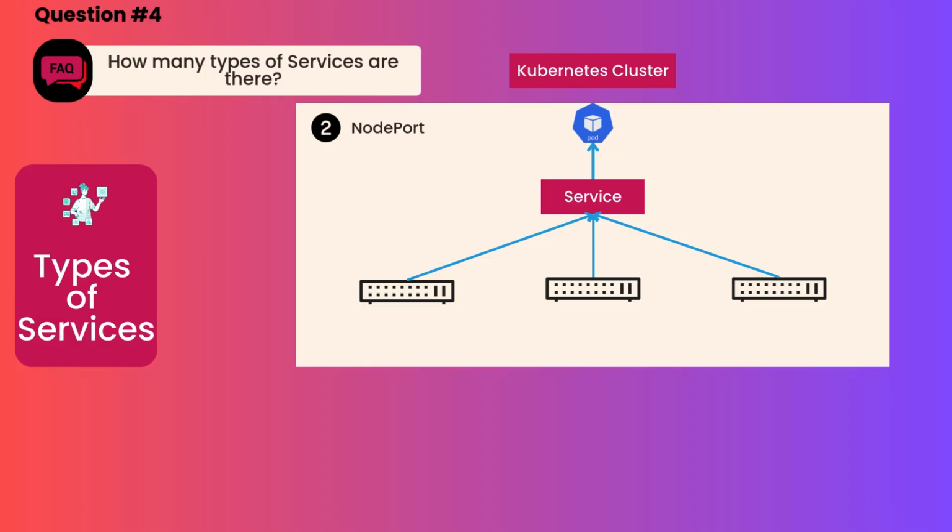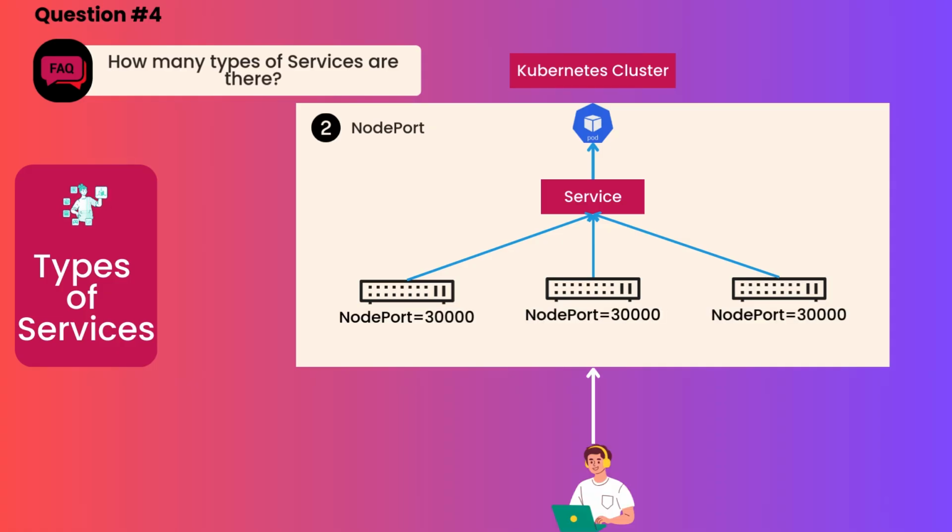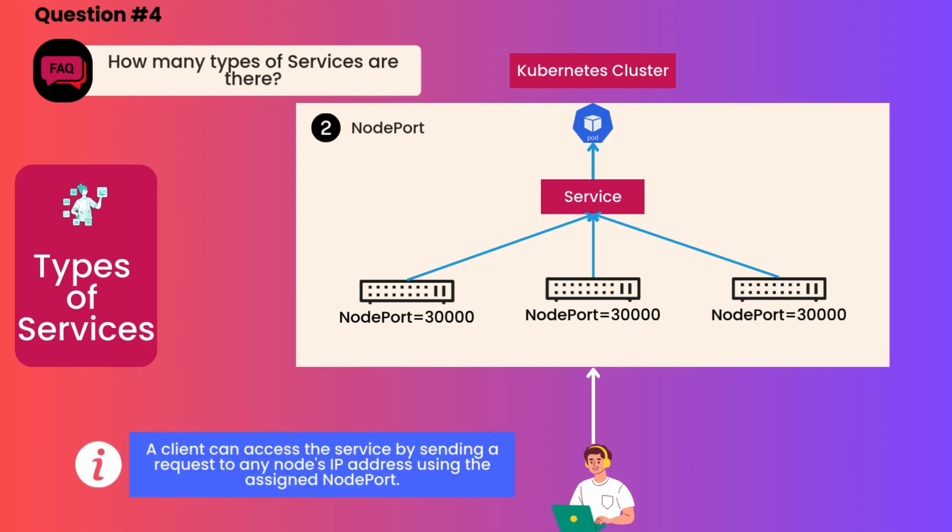The second type is NodePort. NodePort helps us to expose the service to the outside world. How it works is, on each node, a specific port number is allocated. When a client hits the node on the allocated port number, the traffic is routed to the service. Using NodePort, the service can be exposed to the outside world.